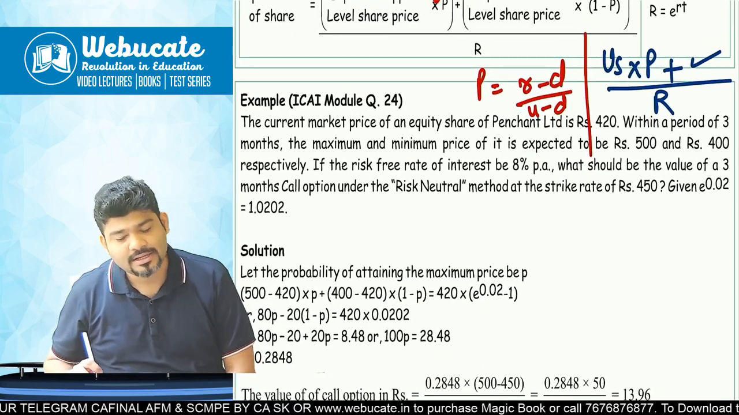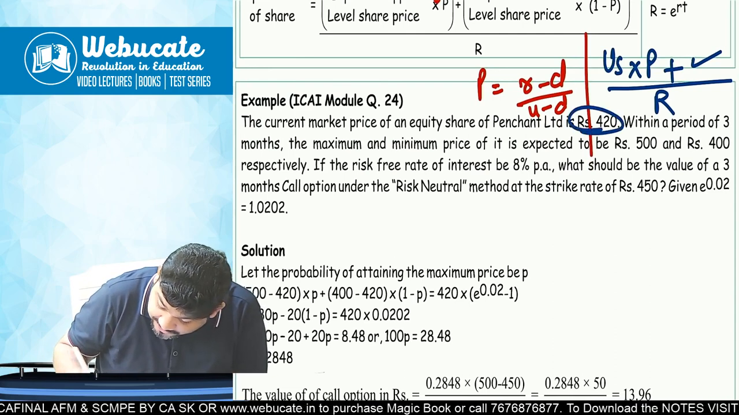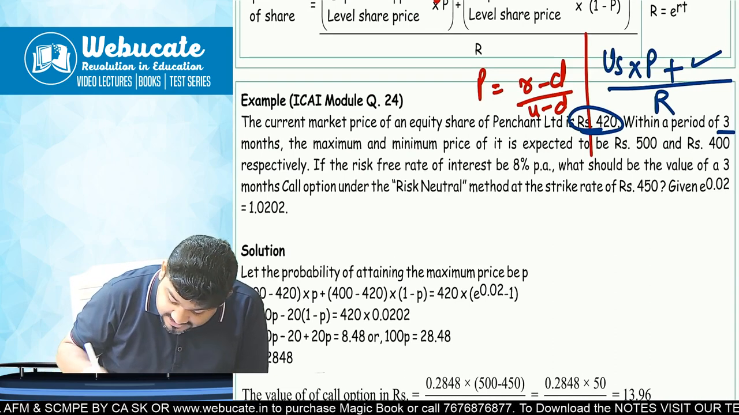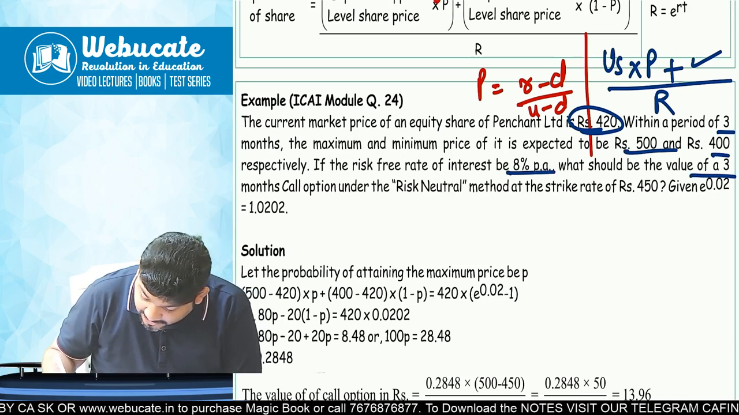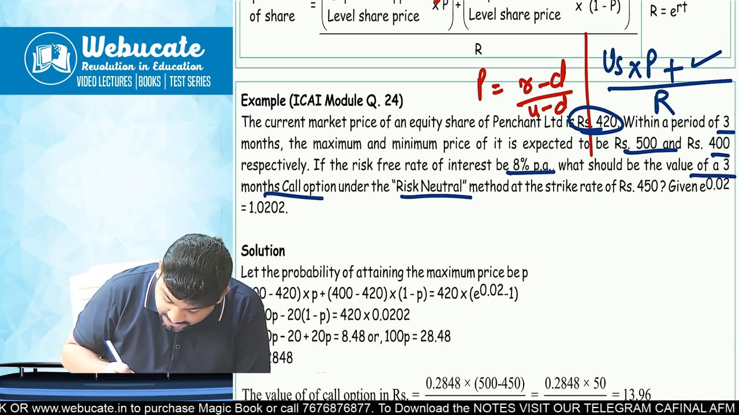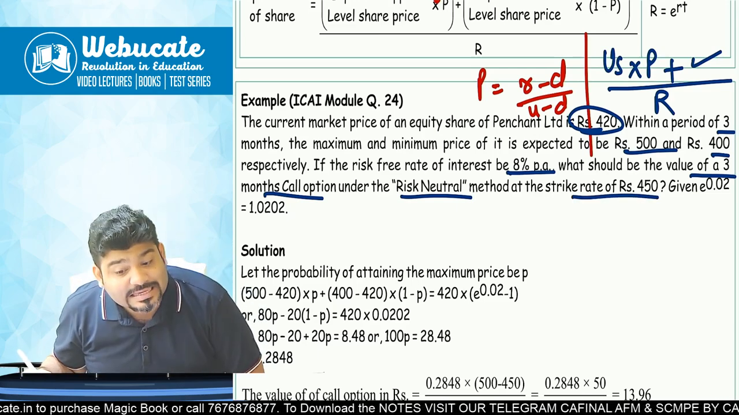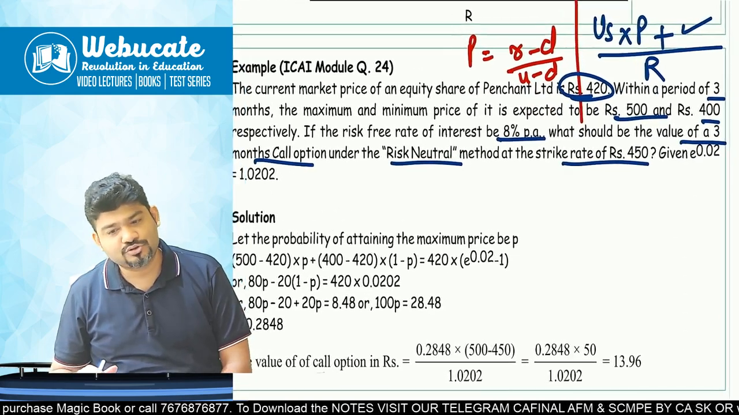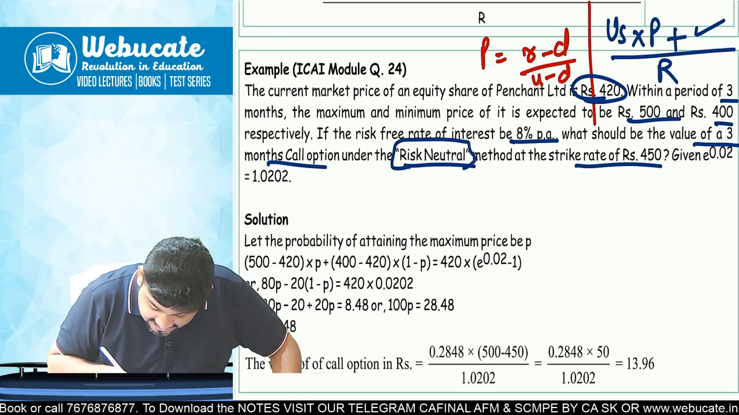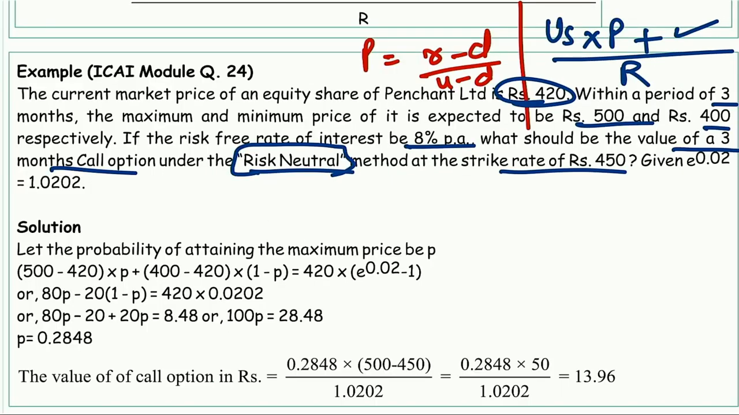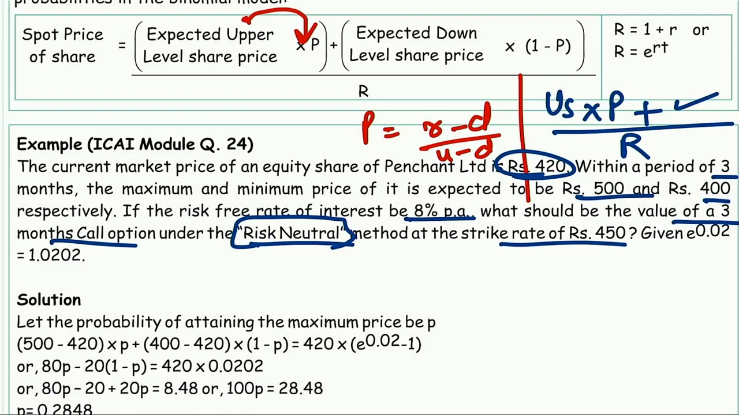Chalo, we have an example down here. Let's try. The current market price of an equity share is rupees 420. Within a period of 3 months, the maximum and minimum price are 500 and 400. If the risk-free rate is 0.8%, what should be the value of a 3 months call option under the risk neutral method at the strike price of rupees 450? So now here, you will have to try and calculate using the risk neutral method because they have specifically mentioned the risk neutral method. Use the formula that is given here and see how you will get the answer. Come on, give it a try.